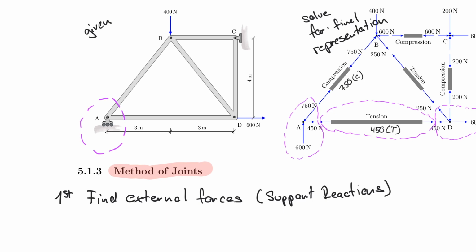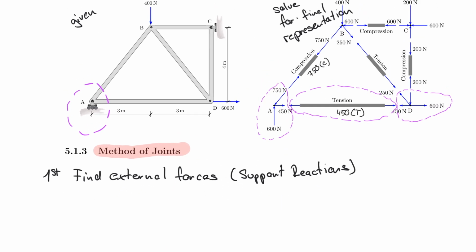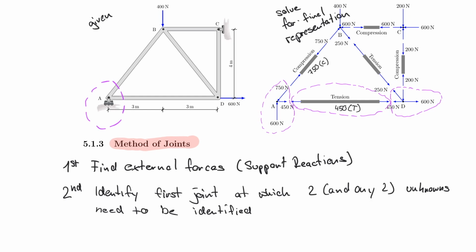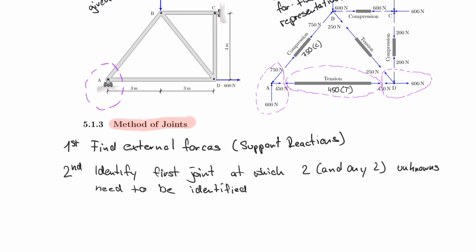So my second step is to identify the first joint at which two and only two unknowns need to be identified. So no more than that. Of course, you can have less than two, but that would very rarely be the case.